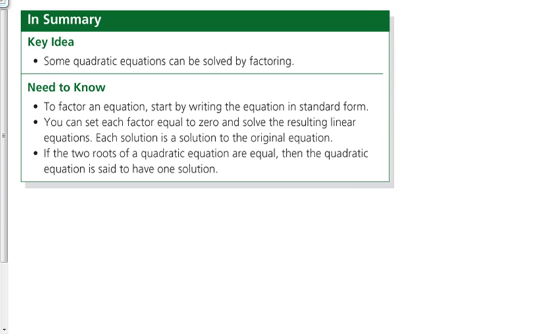In summary, some quadratic equations can be solved by factoring. You need to know, in order to factor an equation, start by writing the equation in standard form. You can set each factor equal to 0 and solve the linear equations. Each solution is a solution to the original equation. If the two roots of a quadratic equation are equal, then the quadratic equation is said to have one solution.